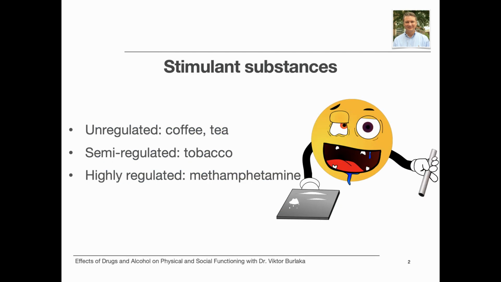There exist many forms of stimulant substances. Some of them are legal and unregulated in the United States, like coffee and tea. Others are semi-regulated, like tobacco, or highly regulated, like methamphetamine, which is illegal to manufacture, distribute, or possess.